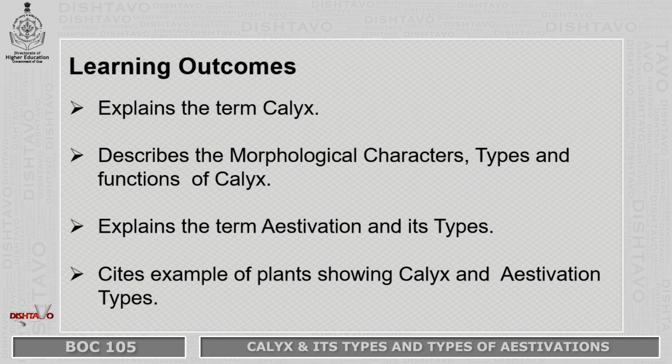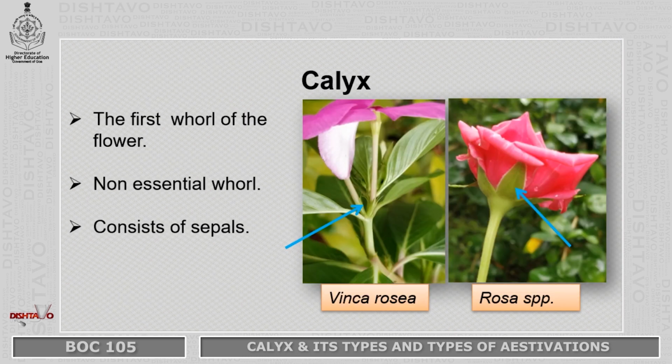At the end of the module, you will learn to explain the term calyx, describe the morphological characters, types and functions of calyx, explain the term estivation and its types, and cite the examples of plants showing calyx and estivation types. Let us learn about the calyx.